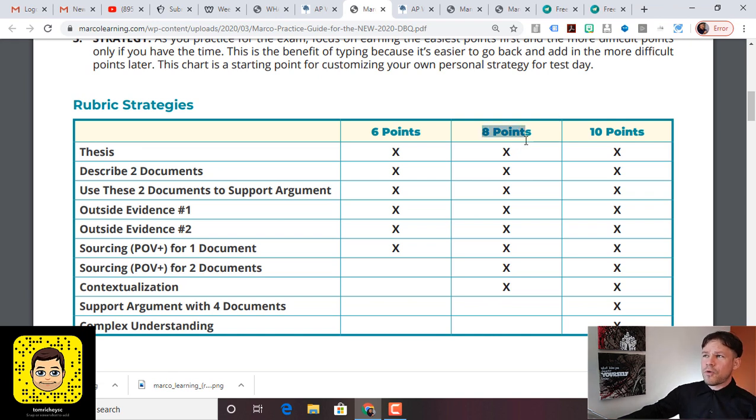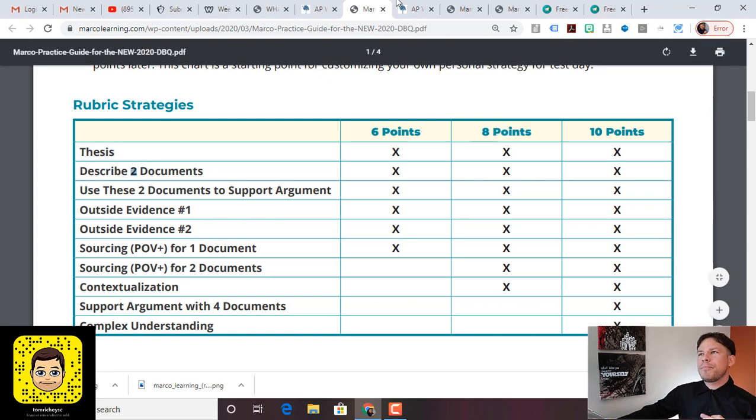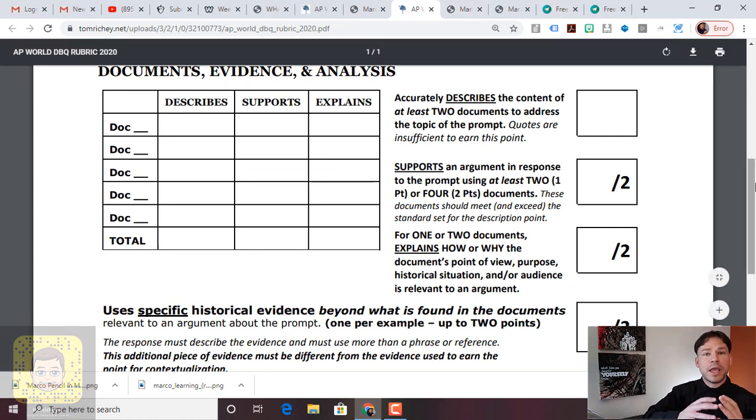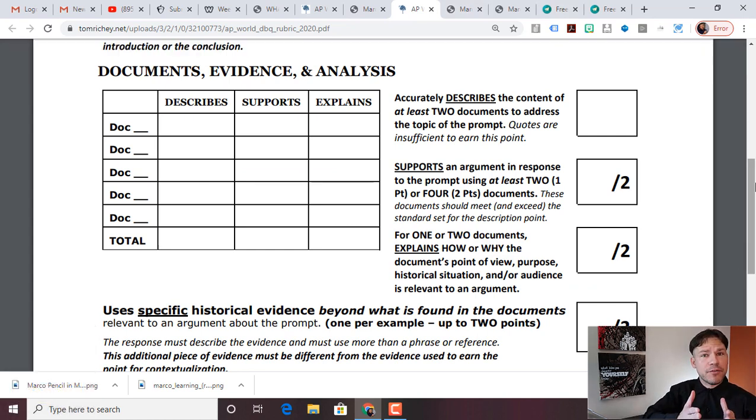Now, the 8-point strategy is what I would recommend for most people. Thesis statement, describe 2 documents. The point on the rubric for describing documents is basically not quoting them, but paraphrasing the documents and putting them into your own words, to show that you understood the document. Remember, you can't do this by quoting a document. It has to be put into your own words, so it's obvious that you looked at it and read it.